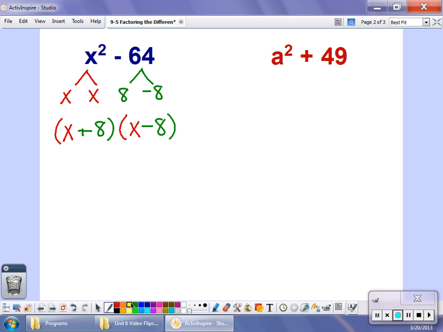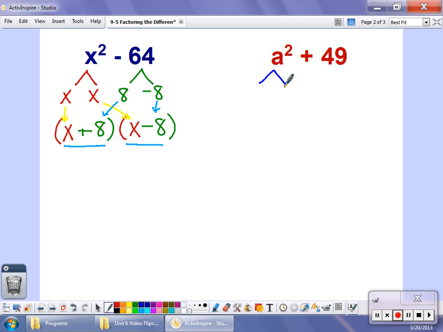So again, what I've done is I've broken up these x's, like that, and I've broken up my 8's, put one in each parentheses. And that leaves me with the product of a sum and a difference. Now it's really important to know that this only works when you have a difference of squares. Okay, this is an addition problem. So since this is addition, it's not a difference of squares. And let me show you why it won't work.